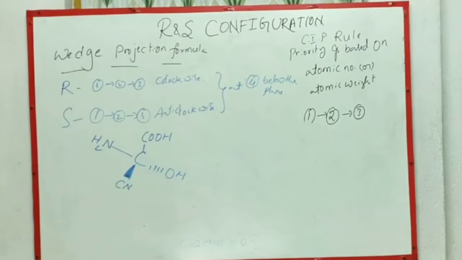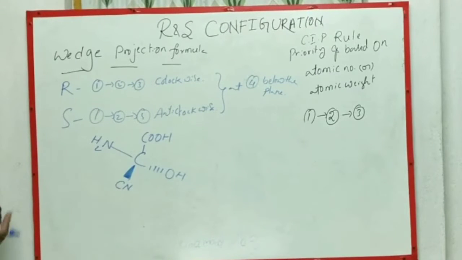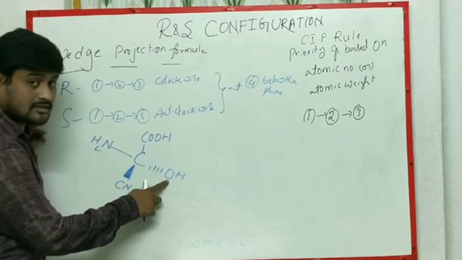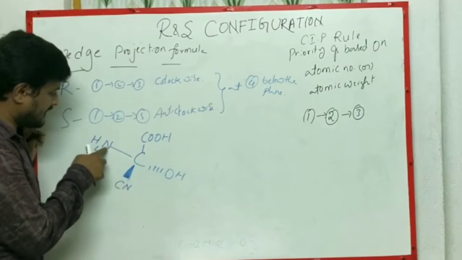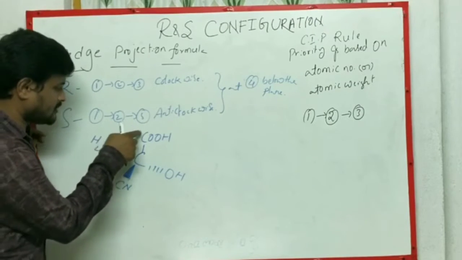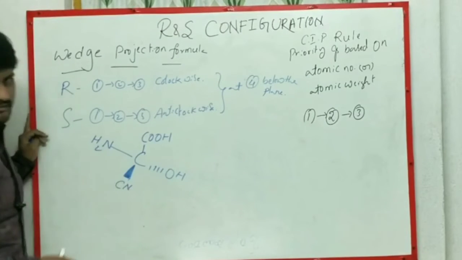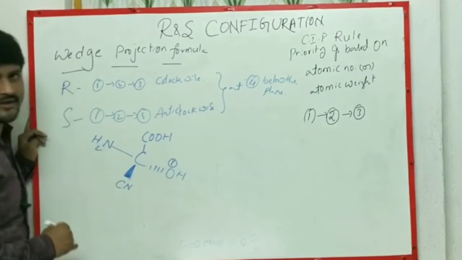Okay, another example. In that example, first we have to give the priority. How can we give the priority? Just listen. We look at the directly attached atoms. Here the directly attached atom is oxygen, here carbon, here nitrogen, here carbon. So carbon, nitrogen, carbon, oxygen. Which one has the highest atomic number? Oxygen. Then it is the first priority.